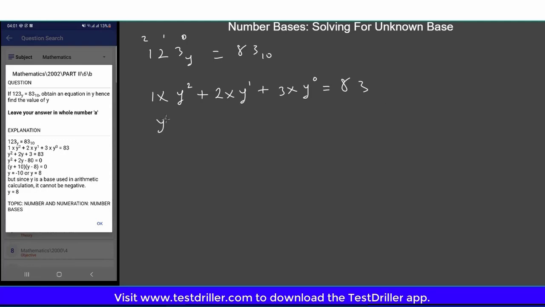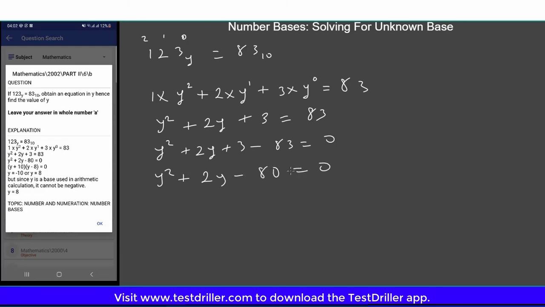So 1 times y squared will give you y squared, then plus 2 times y raised to the power 1, that's 2y, then plus 3 times y raised to the power 0, which will give you 3. And that's equal to 83. So if you simplify further by taking what you have on the right to the left, that gives you plus 3 minus 83 equals 0. So y squared plus 2y minus 80 equals 0. So this is the equation.